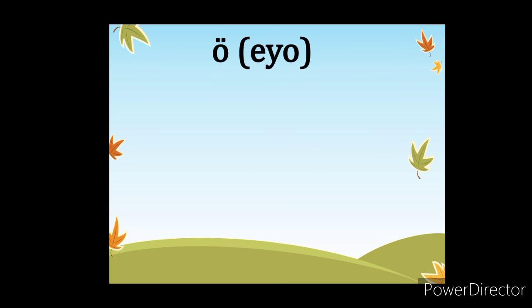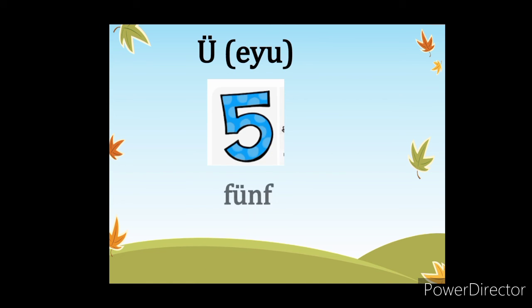O umlaut sounds ya, like in Öl, which means oil. U umlaut sounds same as in English U, like in fünf. Fünf is the number name of 5.